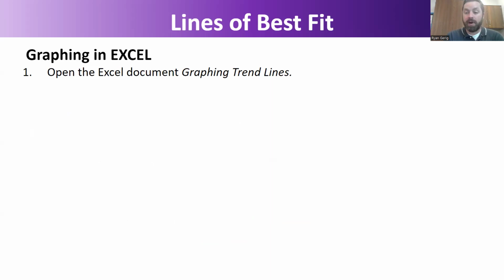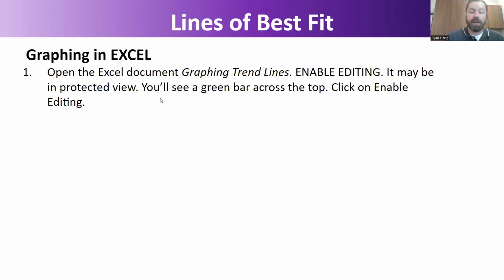Now, I would be pausing the video to get these things opened. When you got to the video, there was a link in the directions above the video that had an Excel document. You would open that Excel document. It's called Graphing Trend Lines. You want to enable editing. It may be in protected view. So if it is, you want to enable editing. If not, you can just jump right in.